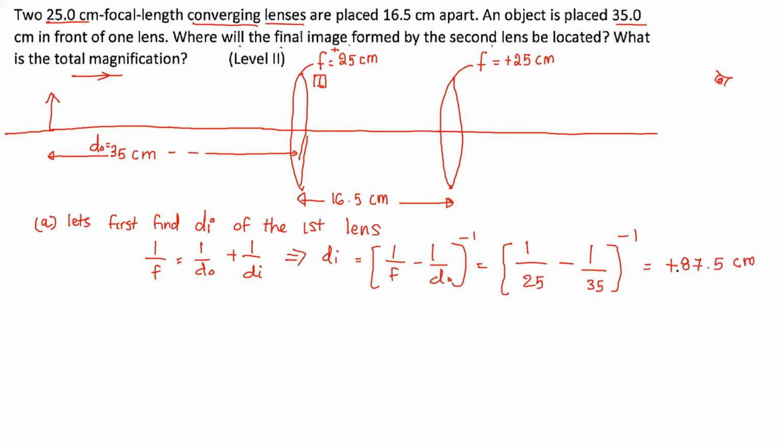So if you have got a negative sign here, that means you have subtracted this from this, the other way. So be careful when you rearrange the equations. So you get a positive image. So where is your image? It will be 87.5 centimeters to the right hand side from this lens, right? It's far away, somewhere here.